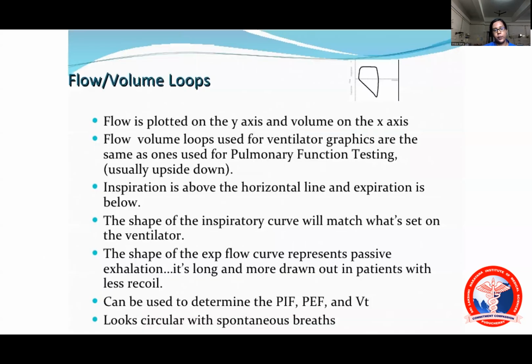Coming to the flow volume loop. Here flow is plotted on the y-axis and volume on the x-axis. It is used in ventilator graphics and also for understanding the pulmonary function test. Inspiration is above the horizontal line and expiration is below the horizontal line.